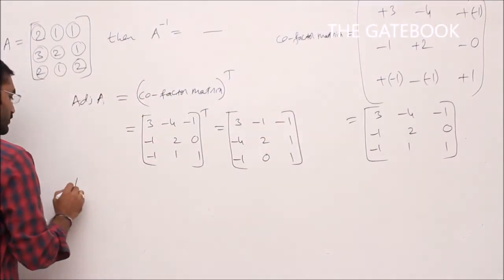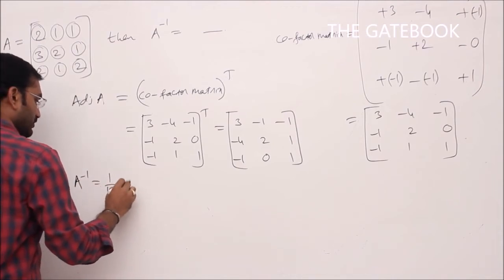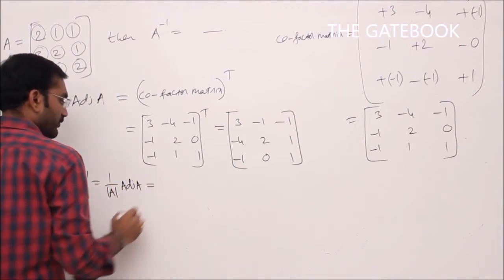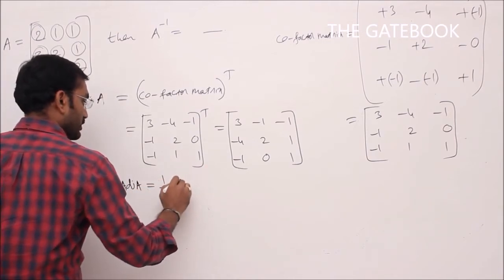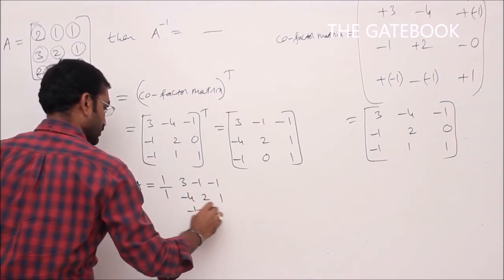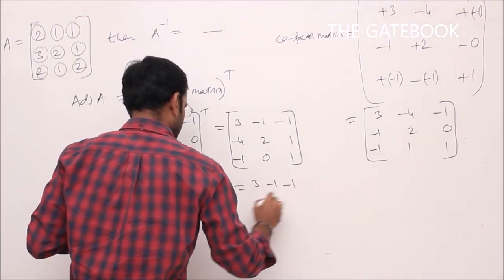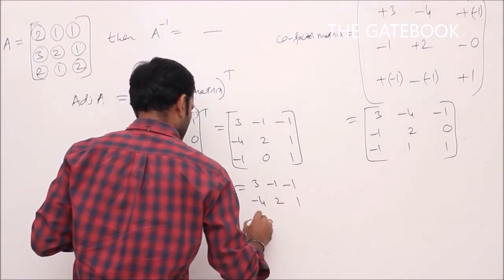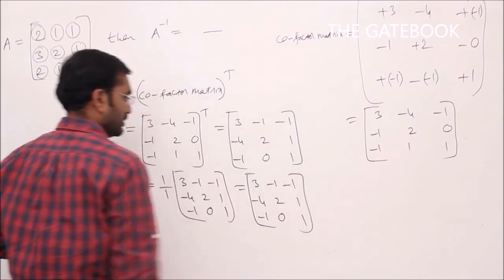Now A inverse is given by 1 by det A into adjoint A. So already we found that det A value is 1, so 1 by 1 into adjoint A, 3 minus 1 minus 1, minus 4 2 1, minus 1 0 1. So that is equal to, we'll get finally 3 minus 1 minus 1, minus 4 2 1, minus 1 0 1. So this is the inverse of that given matrix.